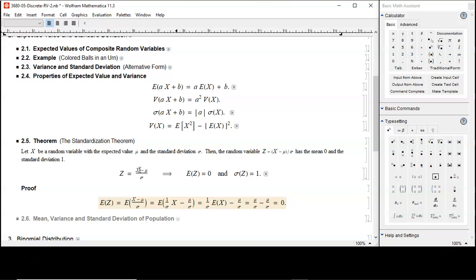So whatever random variable x is, if you calculate x minus mu over sigma, where mu is the expected value of x and sigma is the standard deviation of x, then this new random variable z obtained by this composite expression has expected value 0. So this is kind of like adjusting the 0 point.